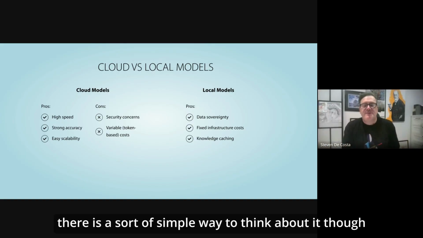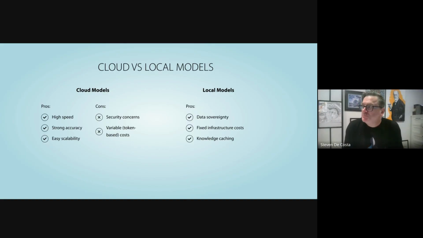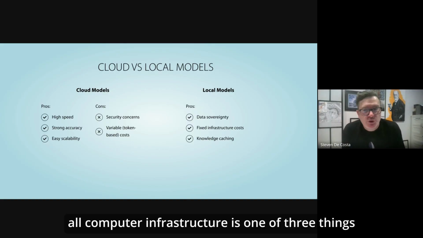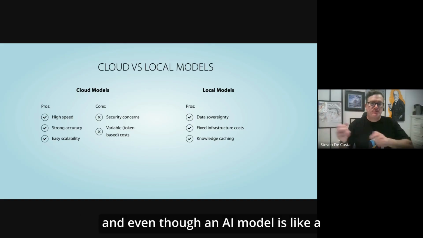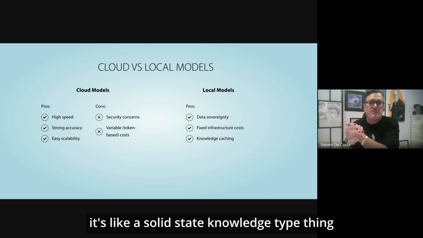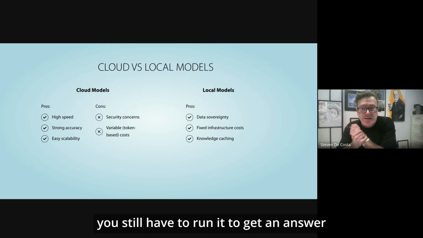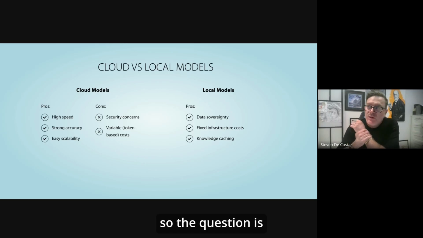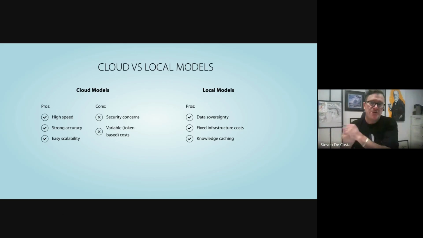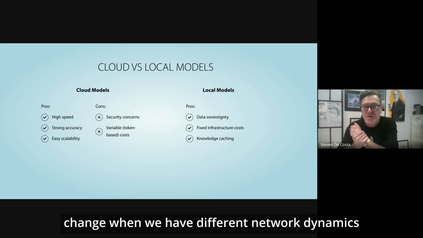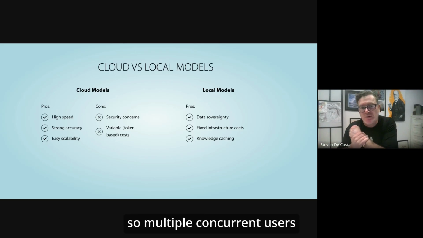There is a simple way to think about it though. All computer infrastructure is one of three things. It's either network costs, storage costs, or computational costs. And even though an AI model is like a solid-state knowledge thing, you still have to run it to get an answer. So the question is, how will the component of that being storage change when we have different network dynamics, such as multiple concurrent users?